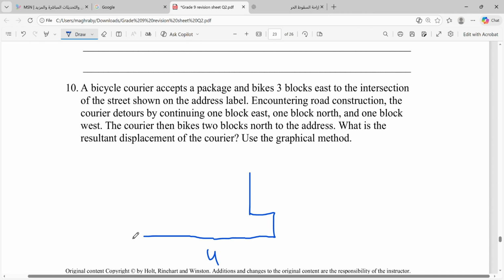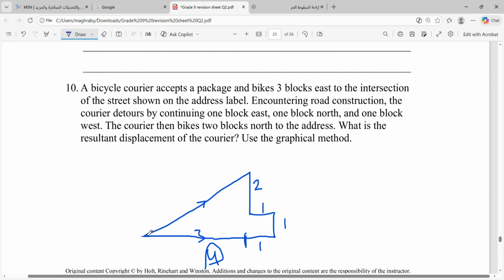What's the resultant displacement? The resultant goes from the tail of the first vector, the starting point, to the ending point, like this. So he's asking about the displacement magnitude and also direction. This part is 3 and this one is 1, so 1 plus 3 is equal to 4. And this one was 1, this one was 1, and this one was 2.